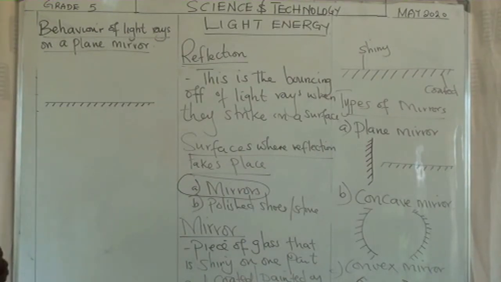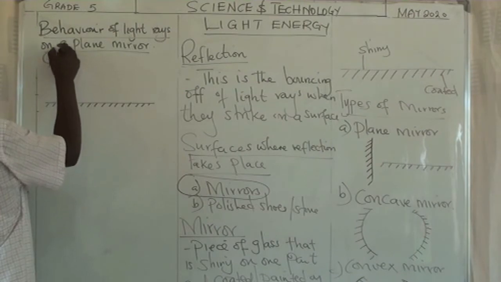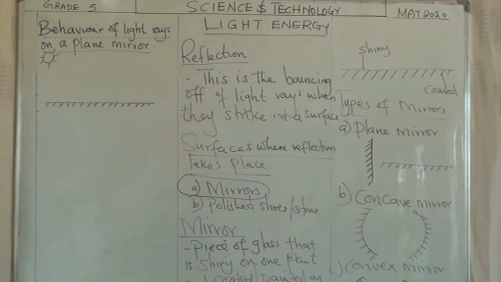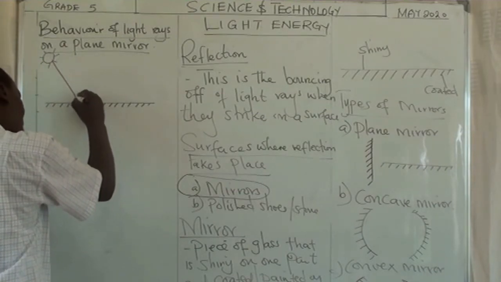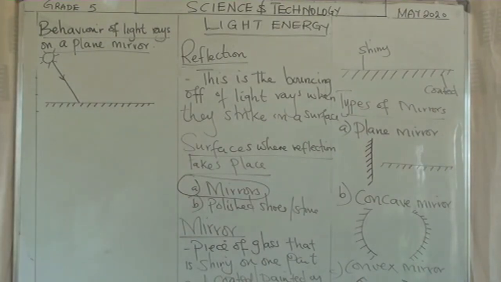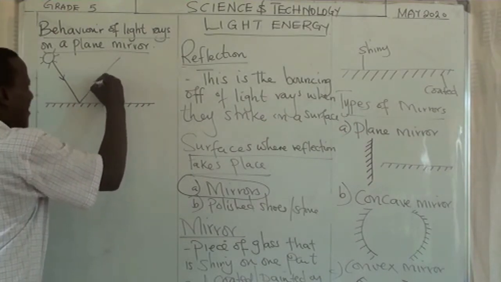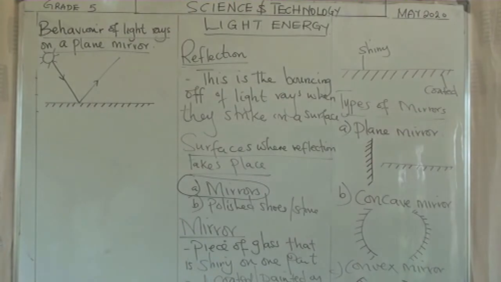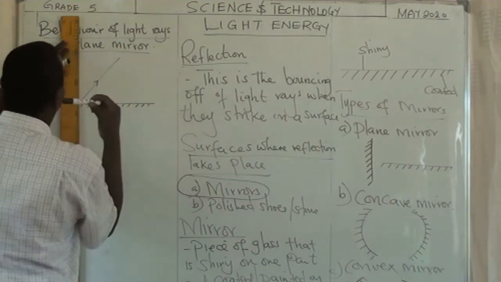What will happen when the light rays strike on this plane mirror from the source? Let's assume that is our source, our sun, isn't it? The source of light. If the light rays, we say, travel in a straight line, when they reach here, what do they do? They bounce off at the same angle that they struck on the plane mirror.